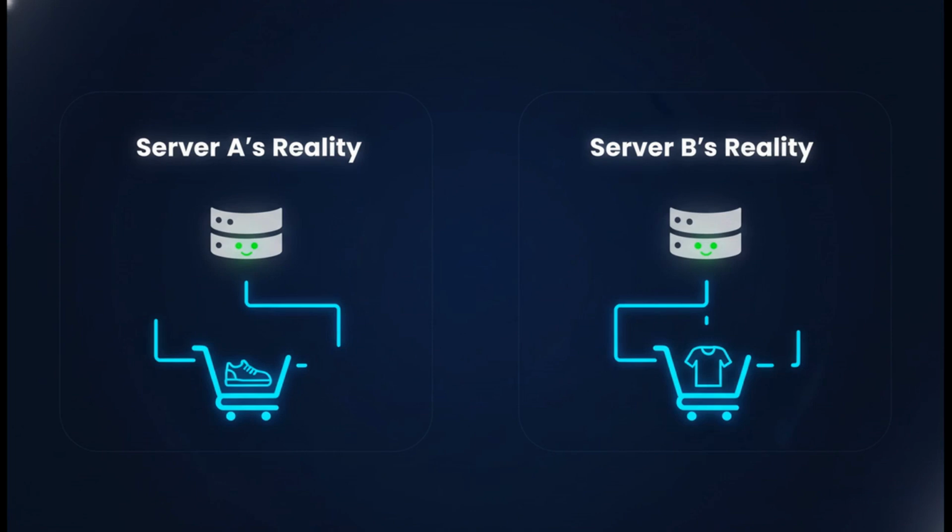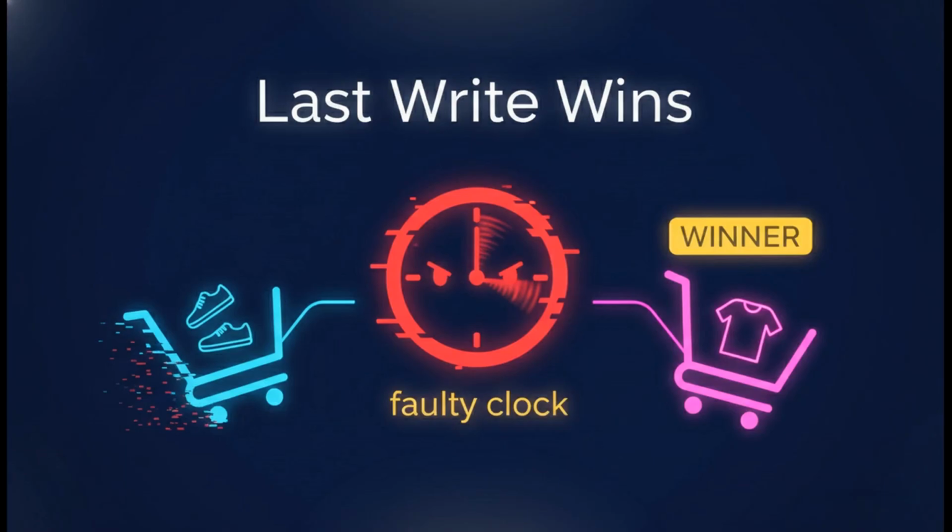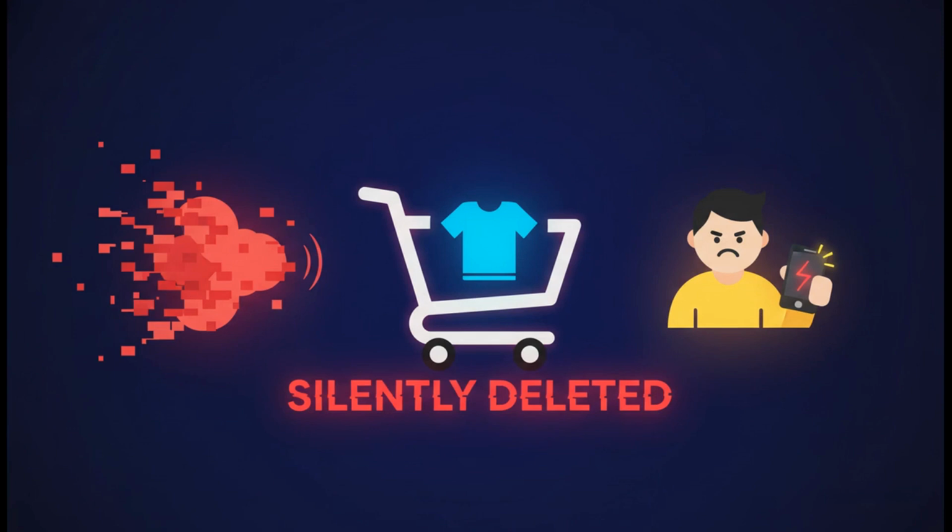So what's the truth? Well, the user expects their cart to have shoes and a shirt, but that state doesn't actually exist anywhere in our entire database. And here's the plot twist. If we're using that naive last write wins strategy, the system is just going to look at those two totally unreliable timestamps, pick one as the winner, and declare it the one true cart. Which means the other item, it's just gone, silently deleted, no error message, no warning, nothing.